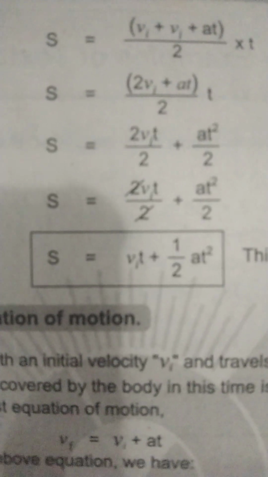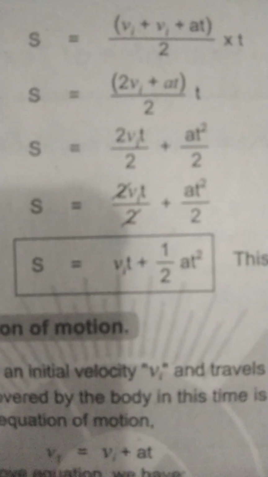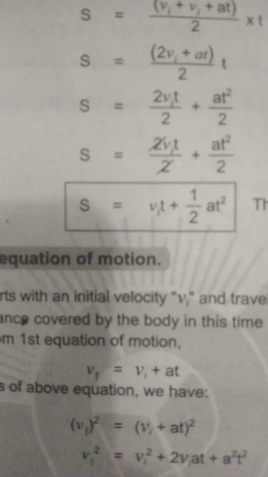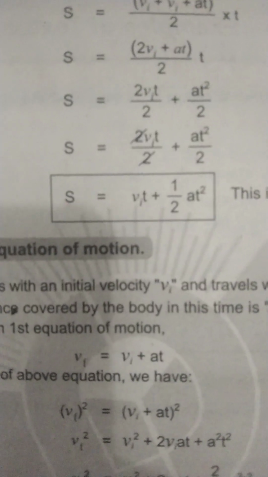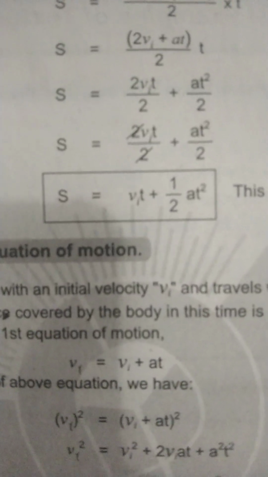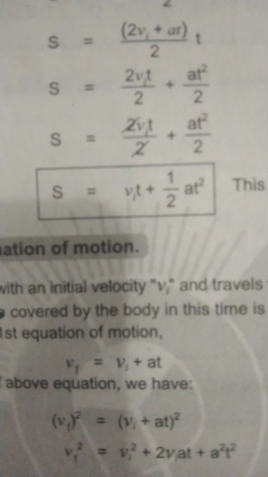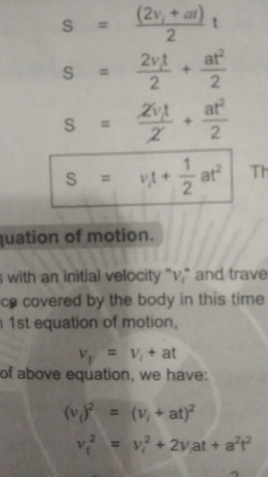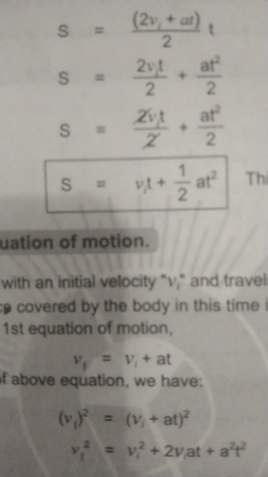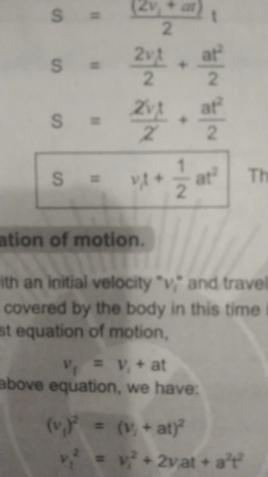S is equal to vi plus vf into t, upon 2. Vi plus vi means 2 vi. If we have 2 vi plus at upon 2 into t, you can easily write it in two ways: 2 vit upon 2 plus at square upon 2. Simply cancel 2. Then what will you get? S is equal to vit plus half at square, or 1 upon 2 at square. This is the second equation of motion.